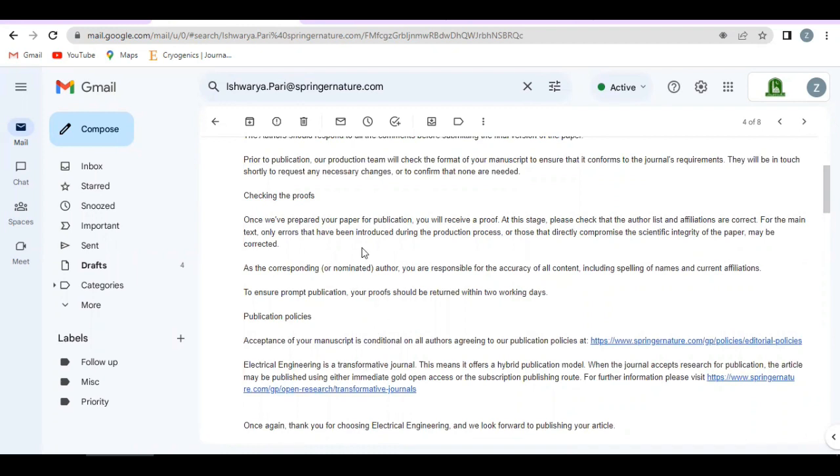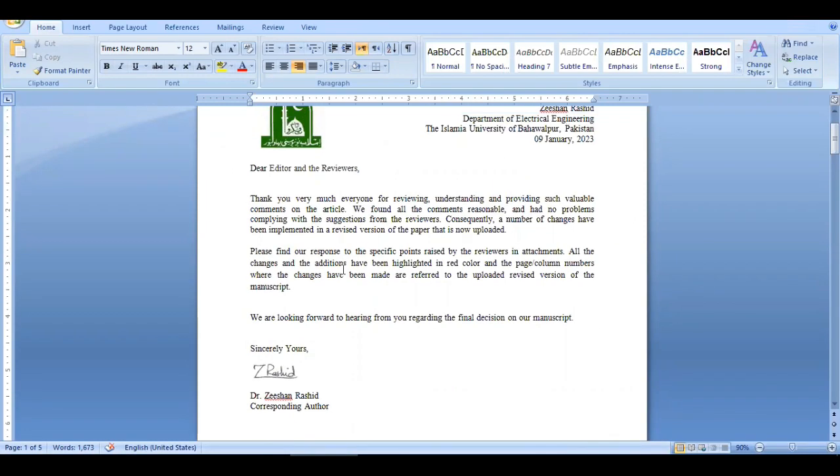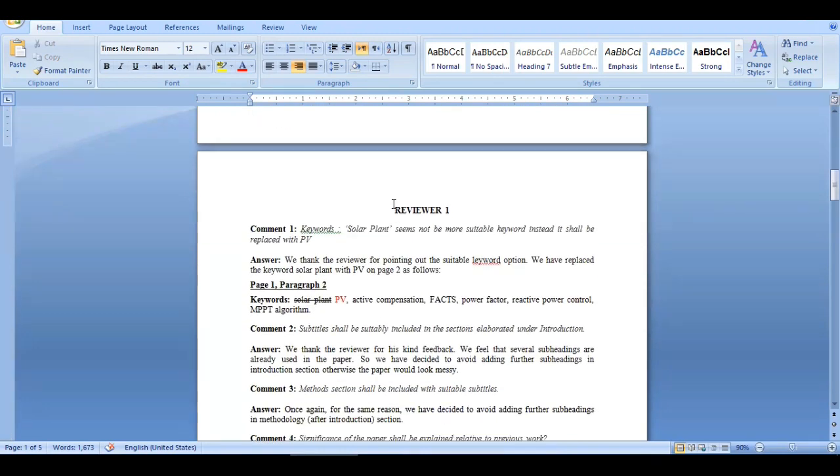So for this manuscript, I actually prepared the response letter, which you can see on this page, and you can also write the same lines as the first page content of your response letter. And these are the comments from all the reviewers. So first of all, I will discuss the comments from the first reviewer, and this is the first comment, and this is my answer. And these are the changes which I have made in the manuscript.